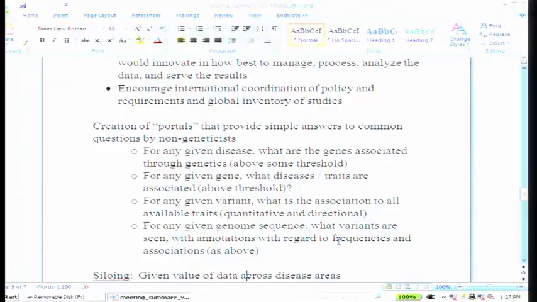Okay, so creation of portals that provide simple answers to common questions for non-geneticists for any given disease. What are the genes associated with that disease at some threshold? For any given gene, what disease and traits are associated with it? For any given variant, what's the association to all available traits? And for any given genome sequence, what variants are seen with annotation with regard to frequencies and association? So again, making data available to a broader class of users than just those of us who are actively working on this kind of stuff.